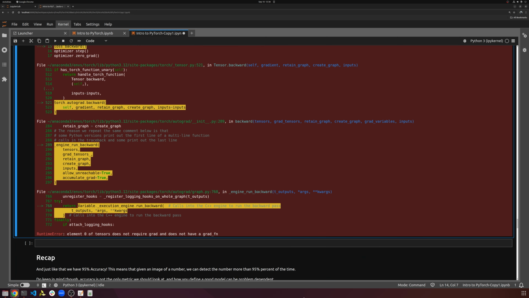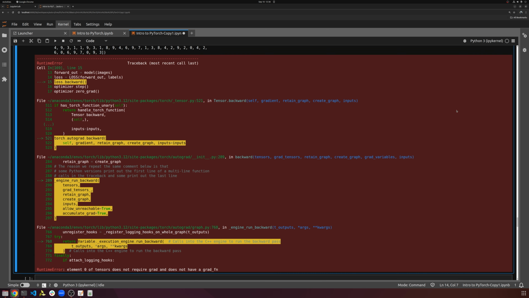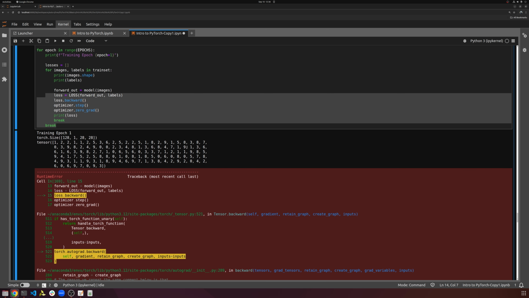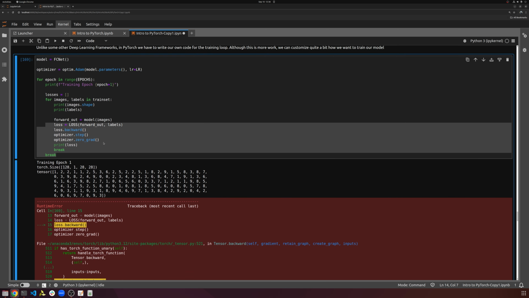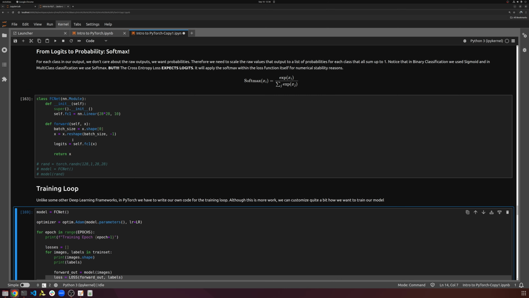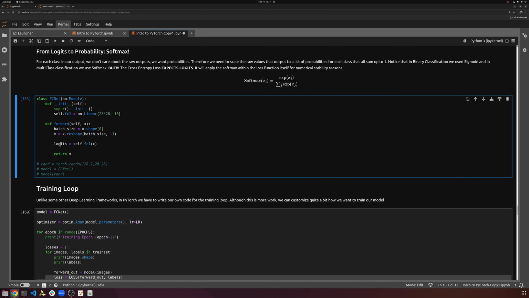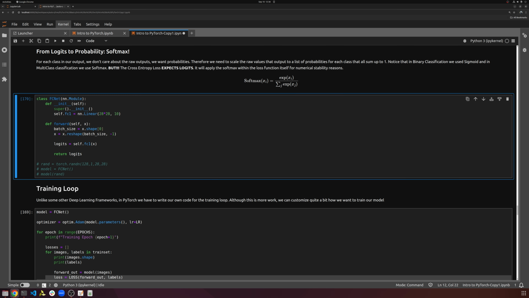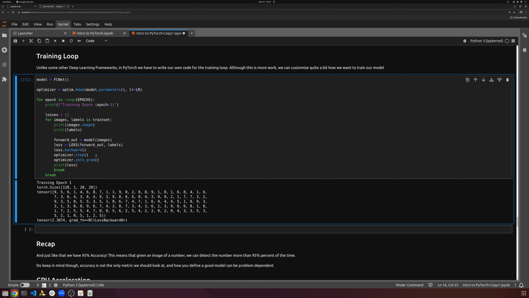Looks like it's not computing gradients for some strange reason. So let's take a closer look here. Oh, I see. We're just directly returning x. My bad. We need to return the logits. There we go. So now we can see we have this loss, and we have NLL loss backward. This is the negative log likelihood loss backward function. Sorry about that.